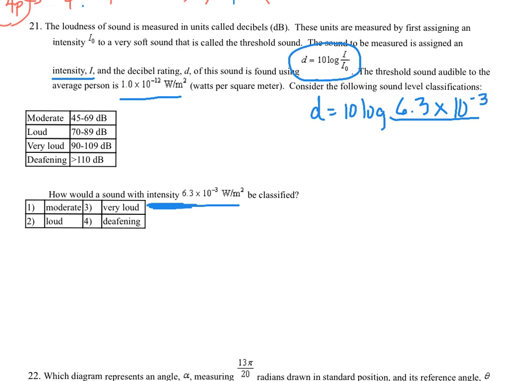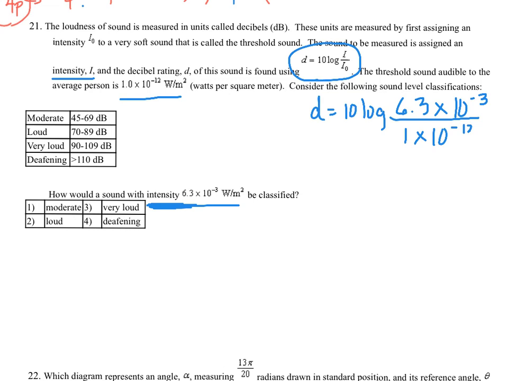Now, if you look inside that circle, I have right here I sub 0, and they said that that stands for a threshold sound. And it says right here, the threshold sound is 1.0 times 10 to the negative 12th. So all I'm going to do is replace that with 1 times 10 to the negative 12th.